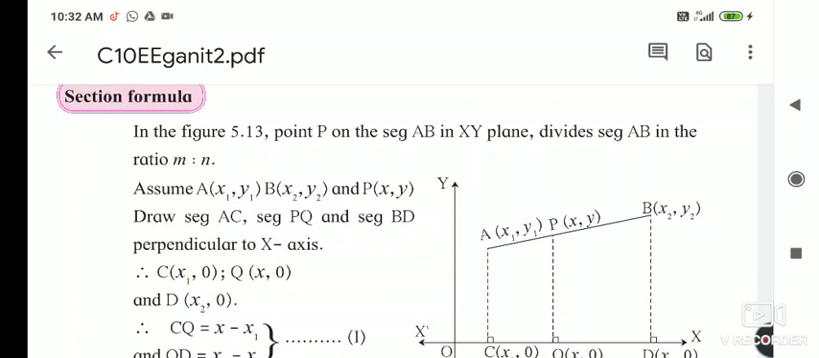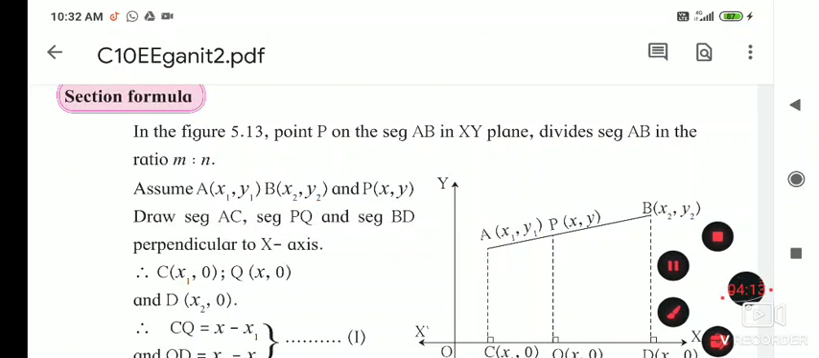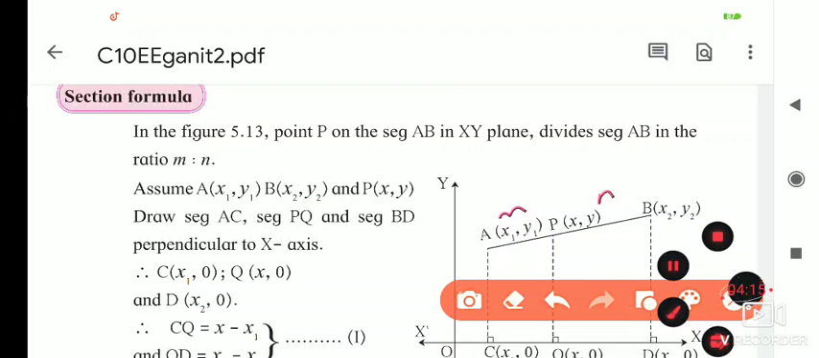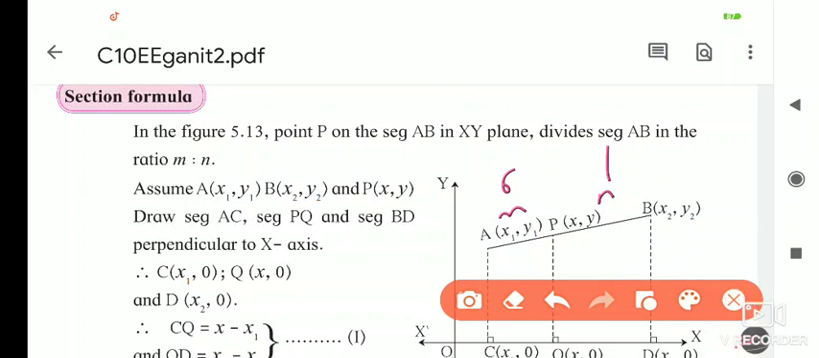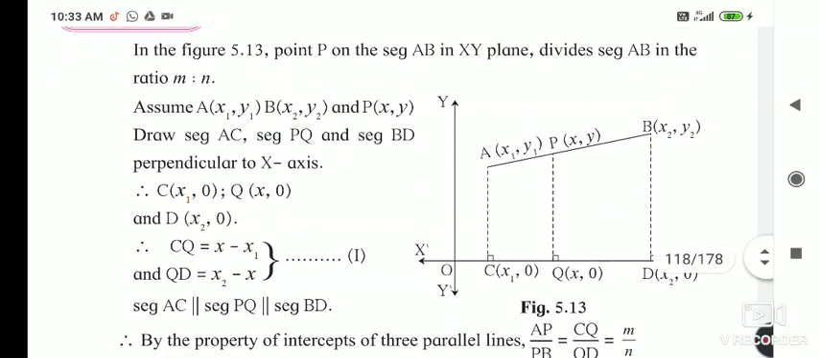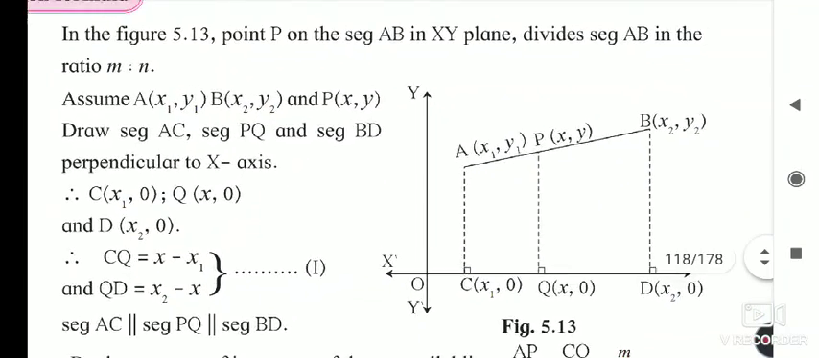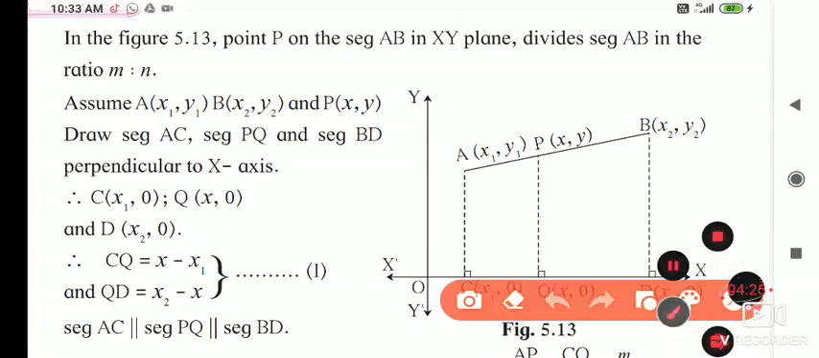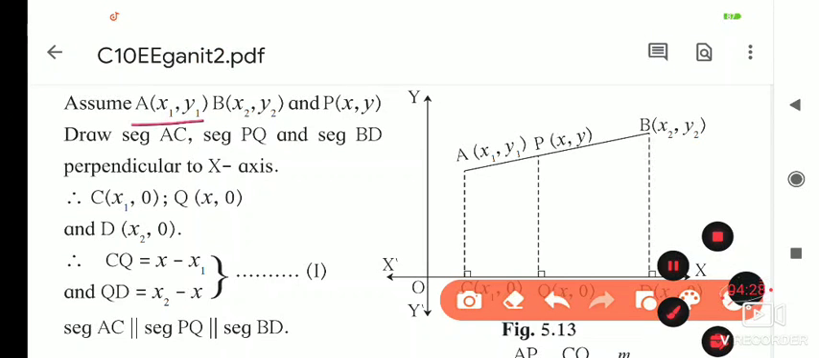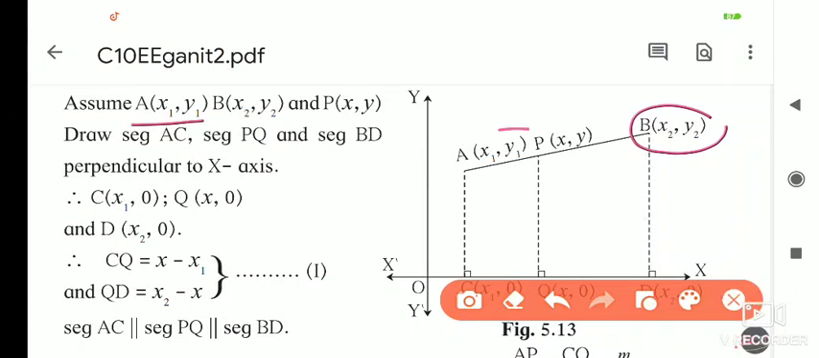It divides segment AB in the ratio m:n. Suppose this is m and this is n. Earlier the measures taken were 6 and 10, but here m and n are the values we are taking, in the ratio m:n. Assume that the coordinates of point A are x1, y1 and the coordinates of point B are x2, y2. And the coordinates of P we take as x and y. Okay, so clear till that.